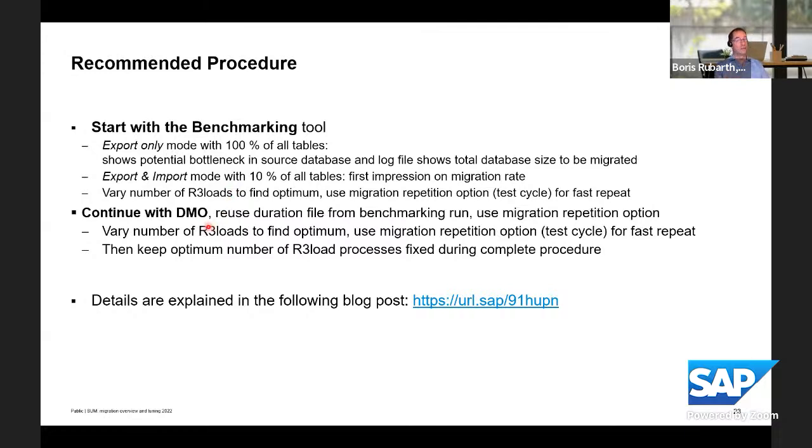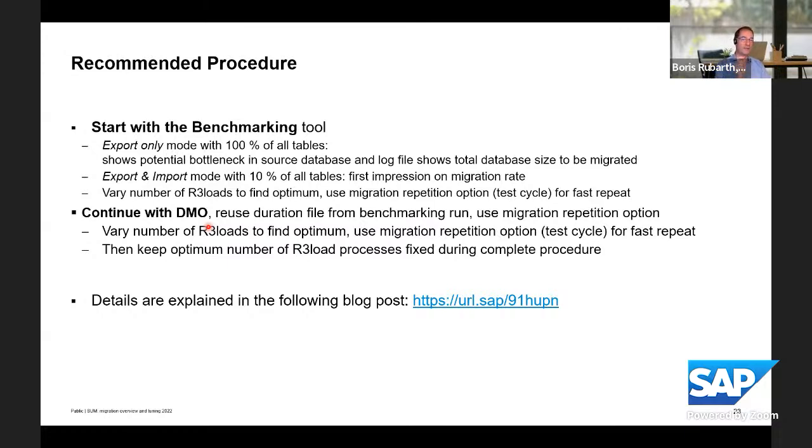You use the duration file from the benchmarking run. You again tune the procedure, where we have to say there's an important difference between benchmarking and the real DMO run. Benchmarking happens while the source system is still running. That means there are less resources on the application server since the kernel is still running, the application server is running. So benchmarking will not allow you to use as many R3 loads as the real DMO run, where in downtime, the ABAP system is not running. So that's why you will again tune the number of R3 loads to be used.